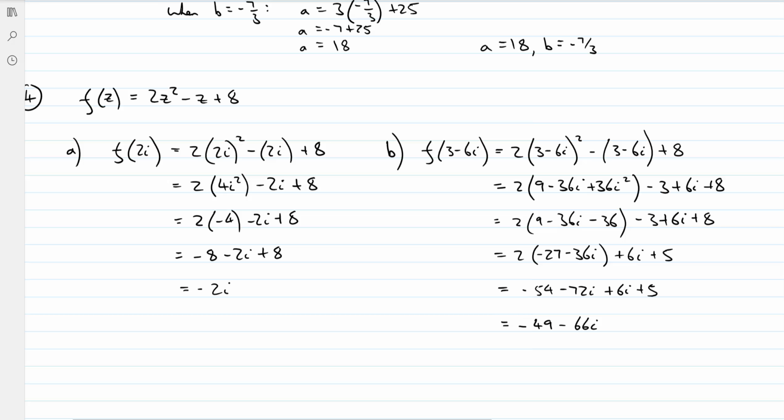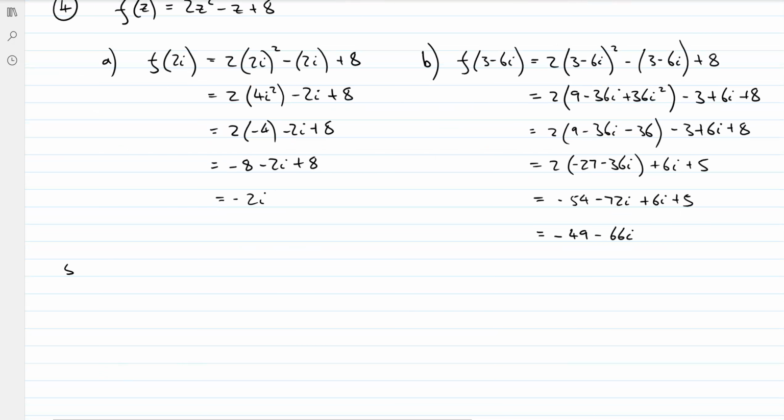And I'm done. And the more confident you get with this, the less working you need. You don't need all of this, but just make sure you've got enough so that you're comfortable and you're not skipping too much out that's leading to errors, in particular with signs. And the last little bit of this section, just to finish this video, a nice little short video for you.